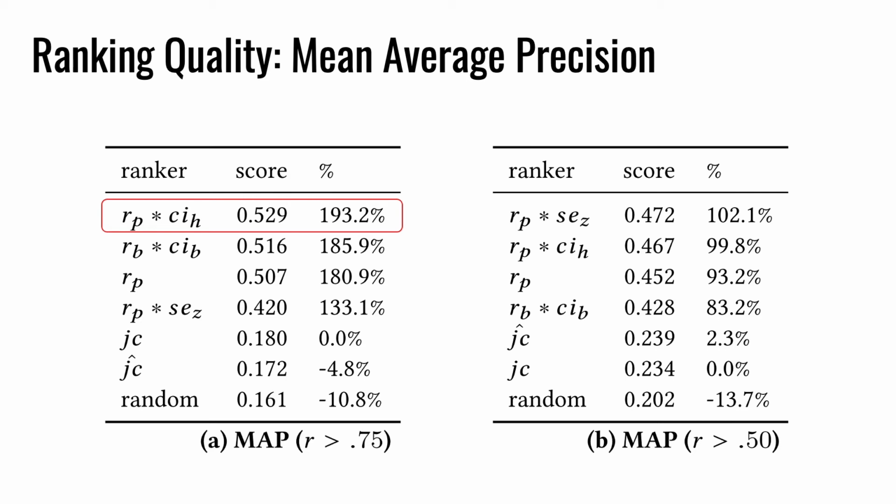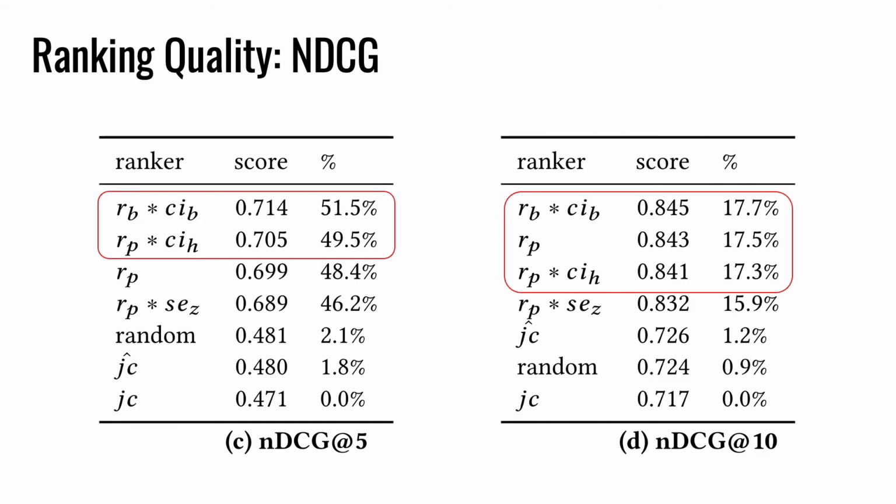Notice that our bounds can be computed within a fraction of the cost of the second best scoring, which is the bootstrapping method. When we consider smaller correlations as relevant, the functions based on our bounds are still able to achieve the second best performance. We also consider the normalized discounted cumulative gain metric, also known as NDCG.